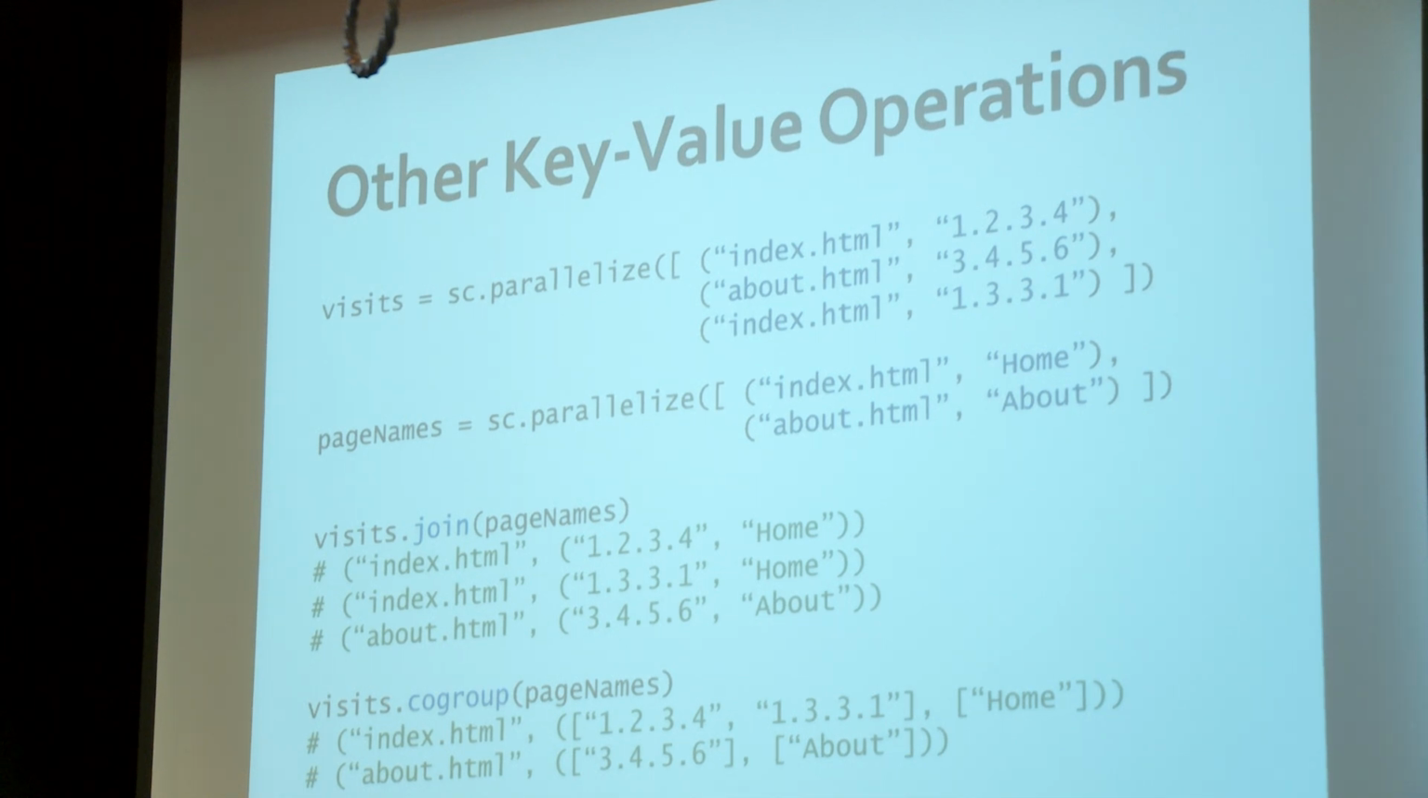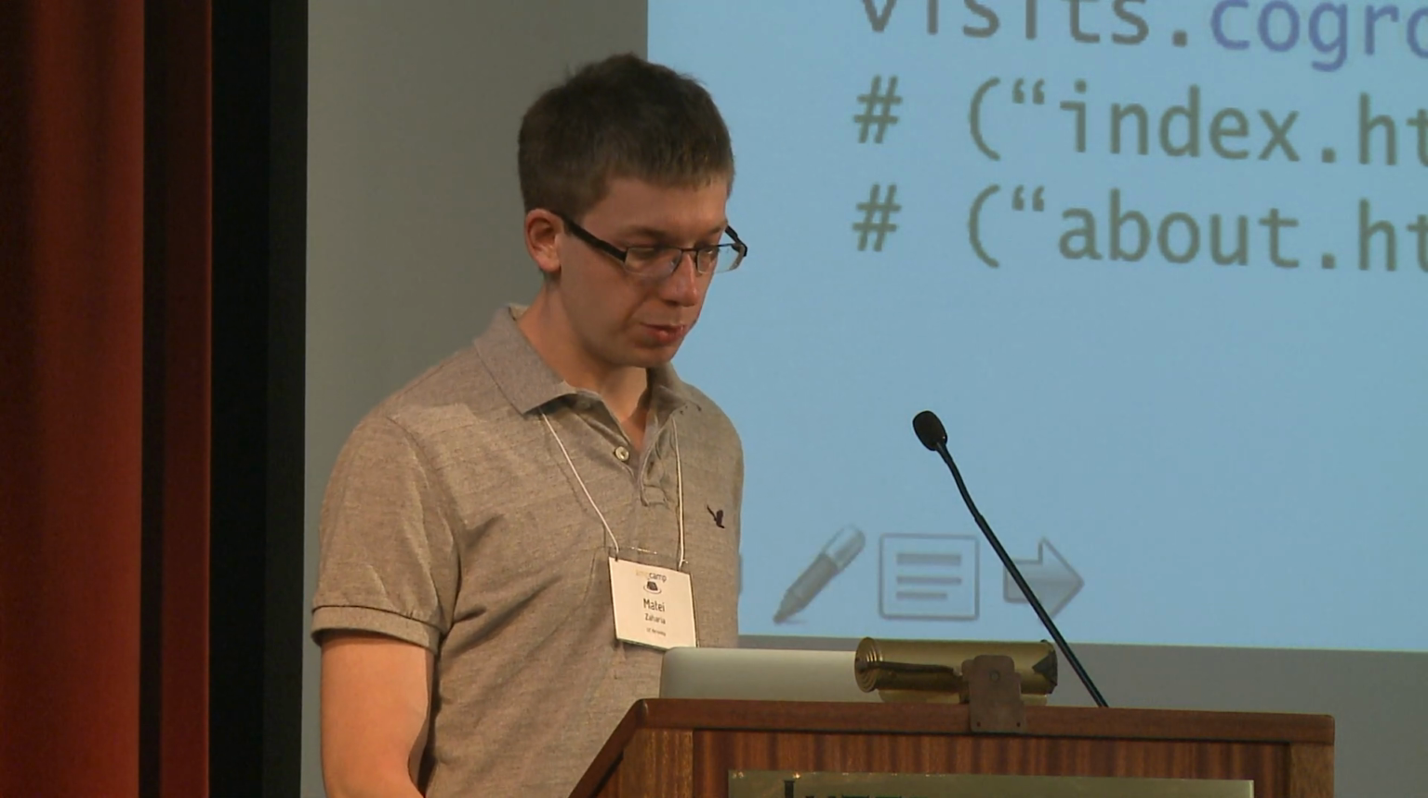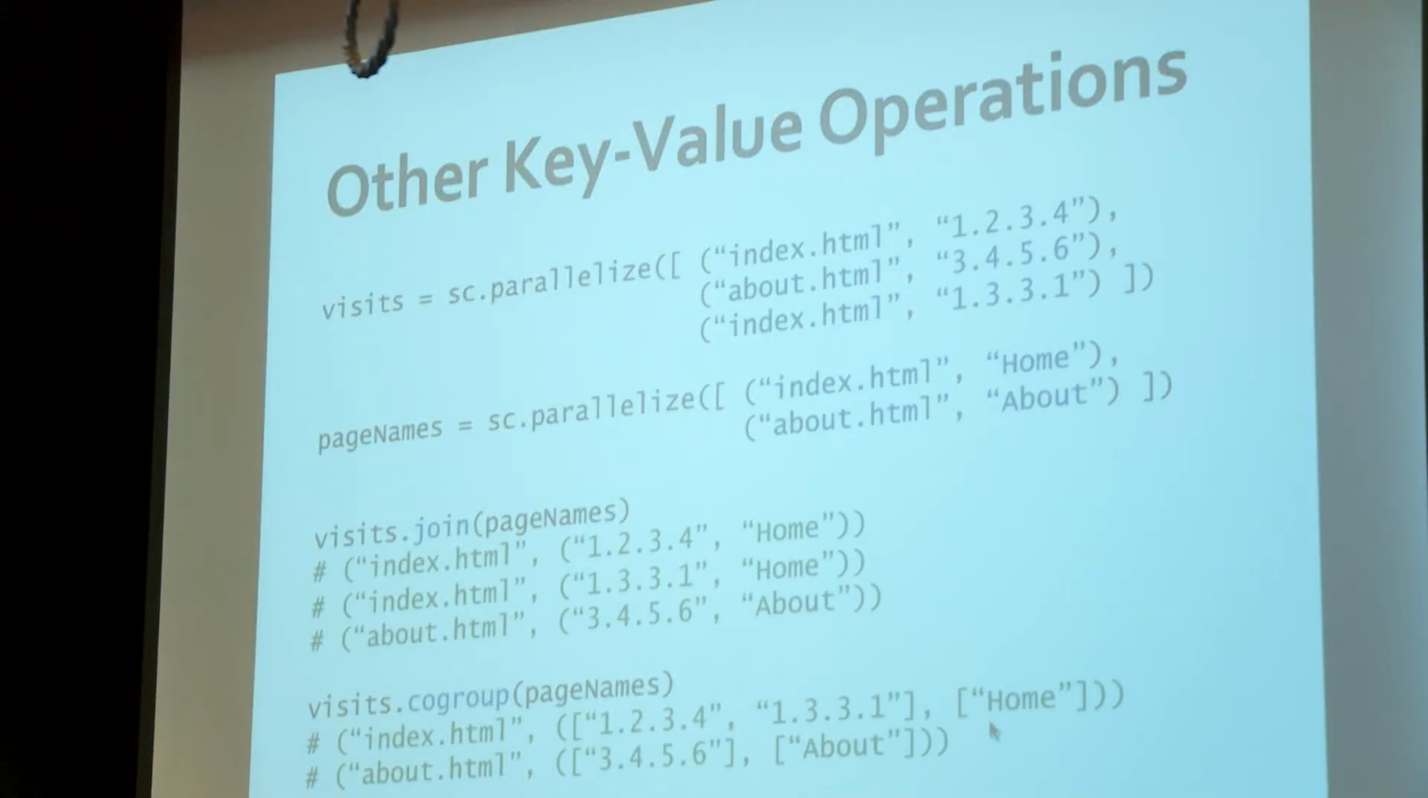If you do not want to get the pairs separately, but just get all the values, you can use cogroup. Again, if you're familiar with Pig or SQL, there are similar operations there. This one gives you an array for each key. It gives you all the values from the first data set and from the second. So that's basically how you do these things in Spark.